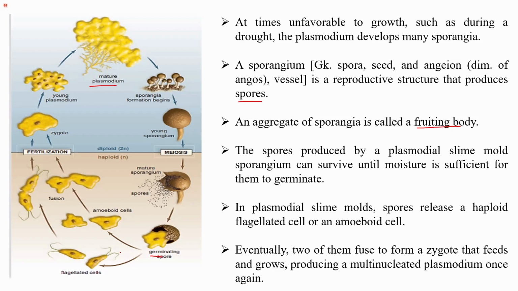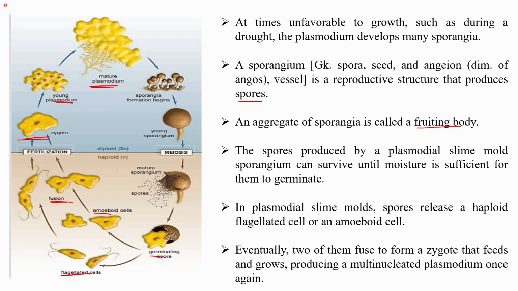The plasmodial slime mold spores release haploid flagellated cells, or they may release amoeboid cells. Amoeboid cell-like structures do not have flagella, while the flagellated cells do have flagella. In the later stages, these two cells undergo fusion, and upon fertilization they form a zygote, which upon development results in the formation of young plasmodium, which upon further development results in the mature plasmodium.